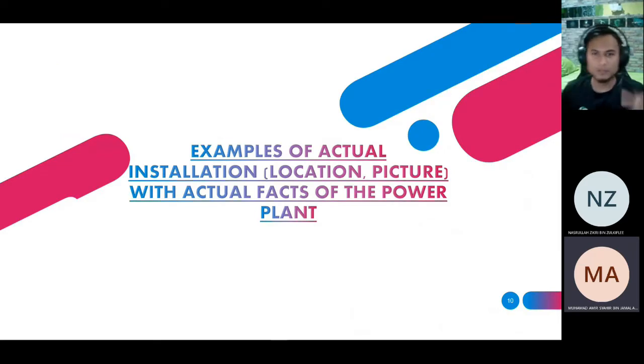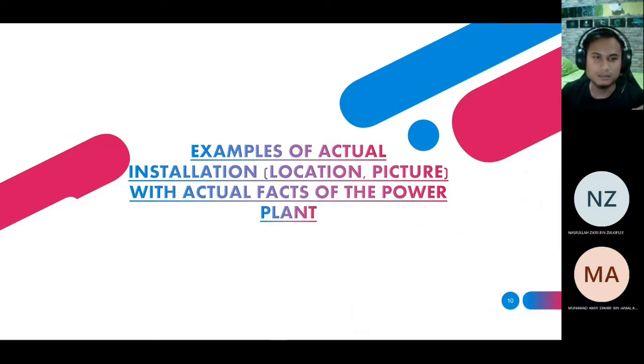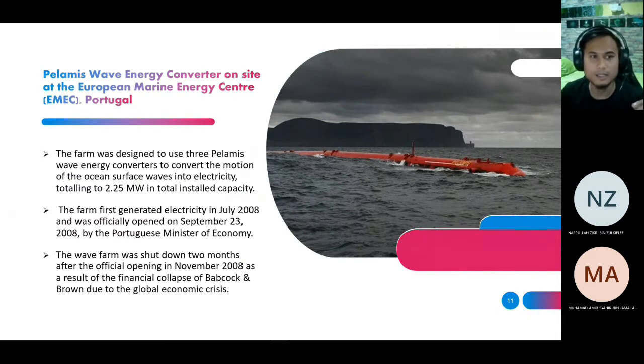Alright, for examples of actual installations, the first location is Portugal, which is the Pelamis wave energy converter on site at the European Marine Energy Centre (EMEC). The description of this place: the wave farm was designed to use three filaments with energy converters to convert the motion of the ocean surface wave into electricity, totaling 2.25 megawatts in installed capacity.